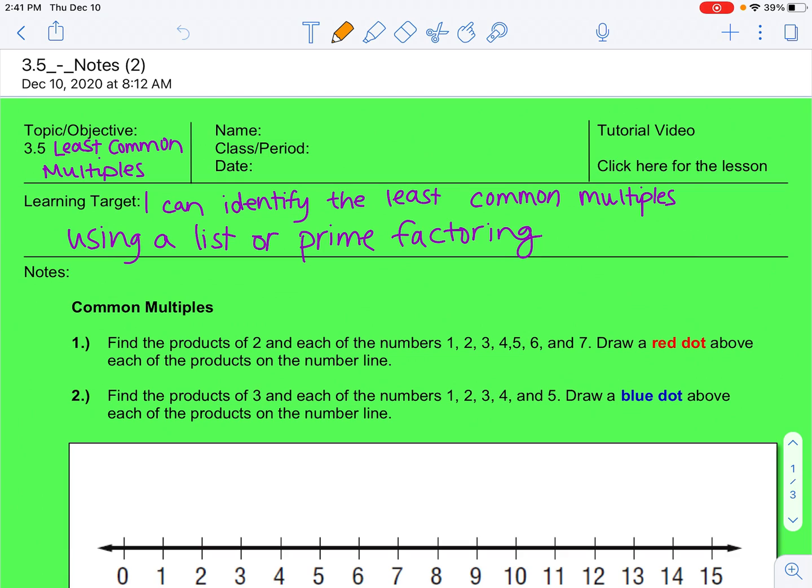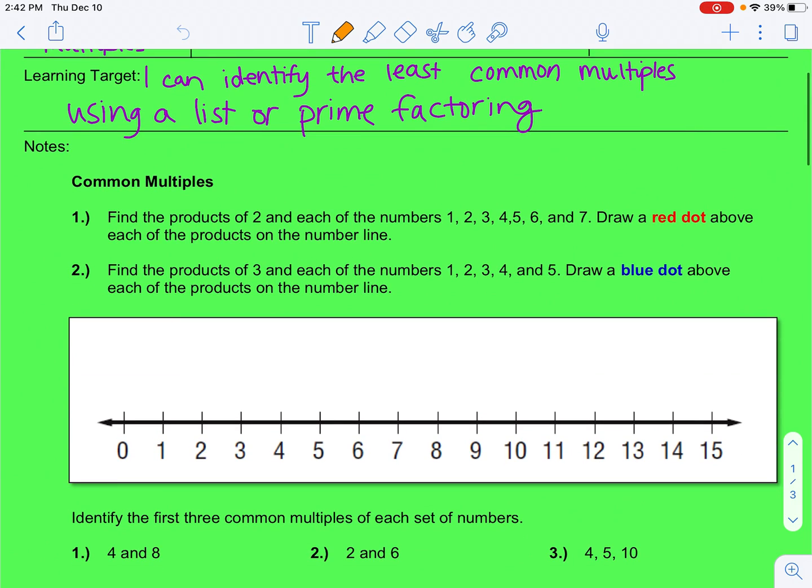Alright, so again, this is very similar to regular multiples, and if you remember, multiples are just counting by a number. So like multiples of 2 is 2, 4, 6, 8, 10, 12, 14, 16, and it goes on forever. You can do multiples one of two ways. You could make a list or you could prime factor it. Alright, so let's get started finding just common multiples.